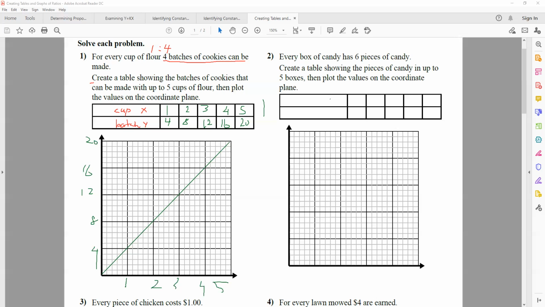Okay, good. Now let me check. It should be fine as long as you label them. Sometimes they want to make it a little bit smaller, but go ahead and do that.